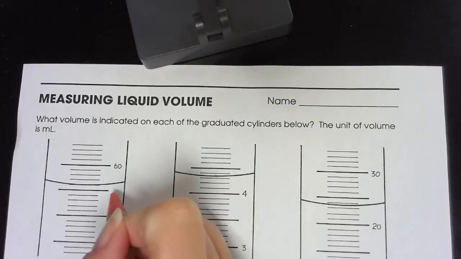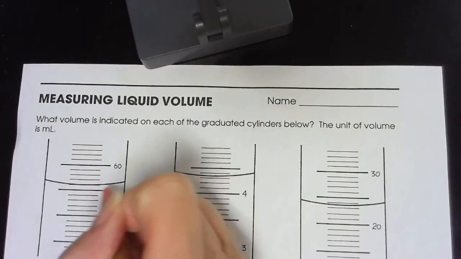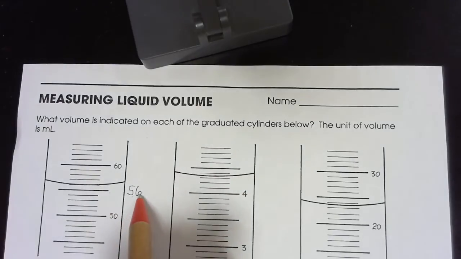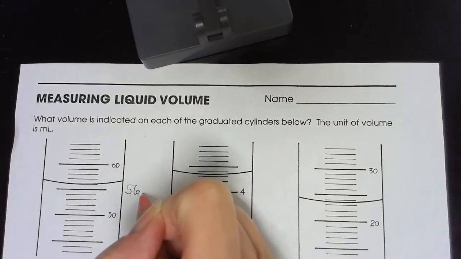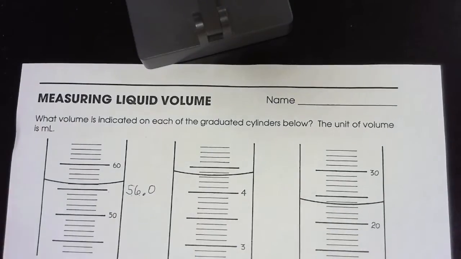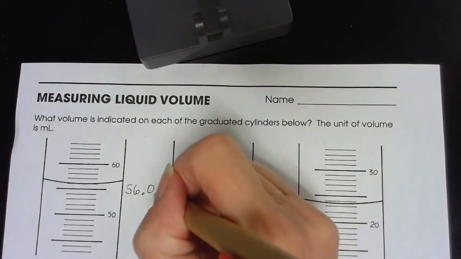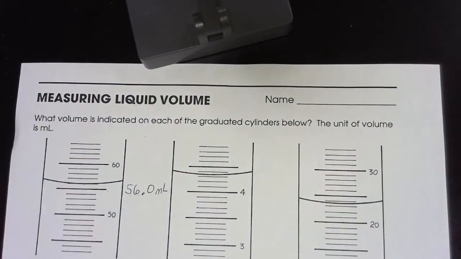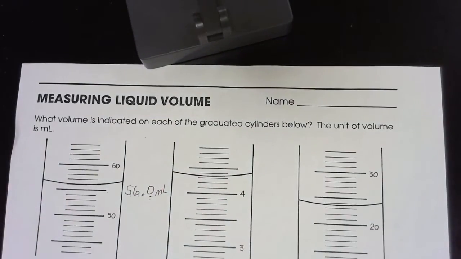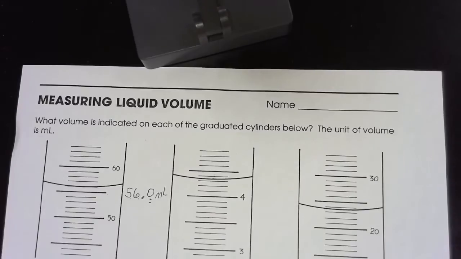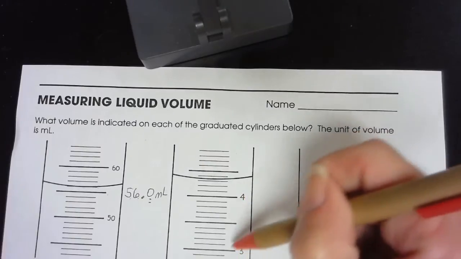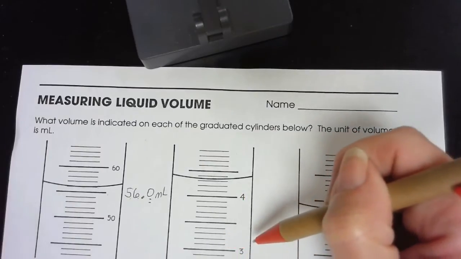All right, so 50, this is 55, 56, but remember, we know 56, these are our two certain digits, and we have to put that third down because it looks to me like it's right on that line. So to correctly report that for chemistry, you're going to write 56.0 milliliters, okay? Because when we do our calculations, it's considered a significant figure, but we do include that last value of uncertainty there.